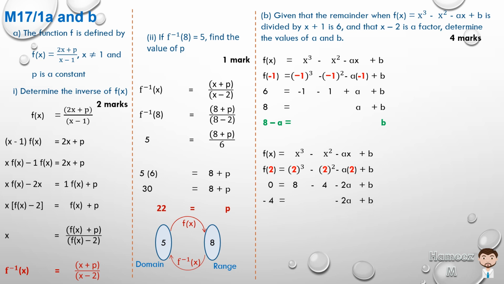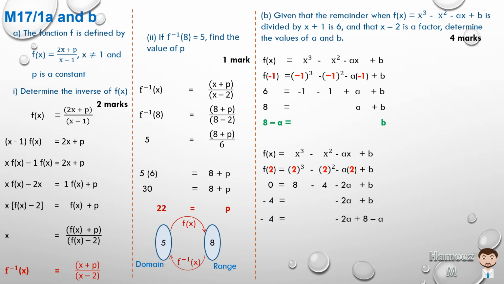So if we rewrite the second equation by substituting for b, which we got in the first part, then it will give us minus 4 is equal to minus 2a plus, and what is b? 8 minus a. So if we look at this line, we only have one unknown, which is a, so we can solve it. So we can carry the numbers across.